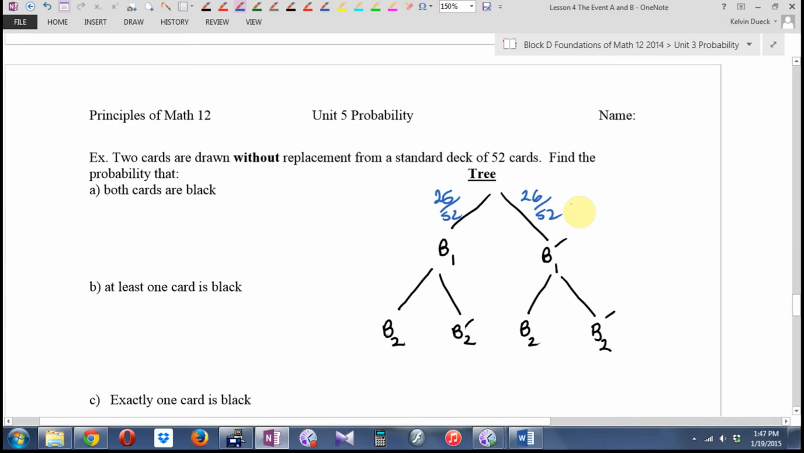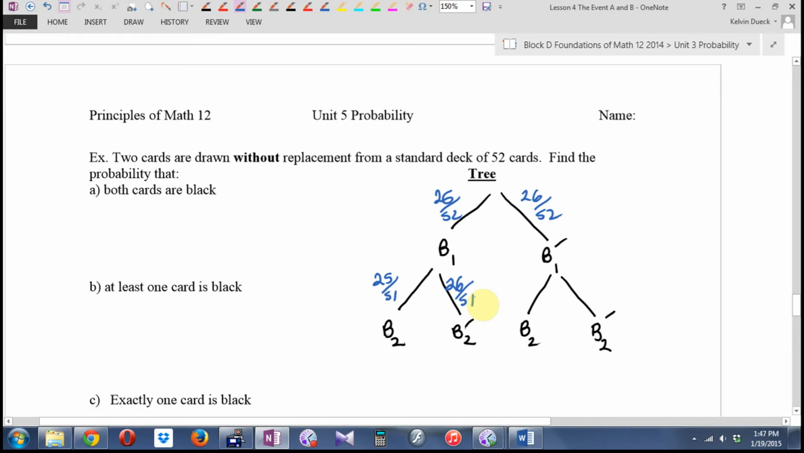Down the left branch, now this is black on the second, given that you got a black on the first. So down this branch, how many black cards are now left in the deck? 25 out of? How many non-black cards are left in the deck? Double check. Do those 2 branches add to 1? Yep.